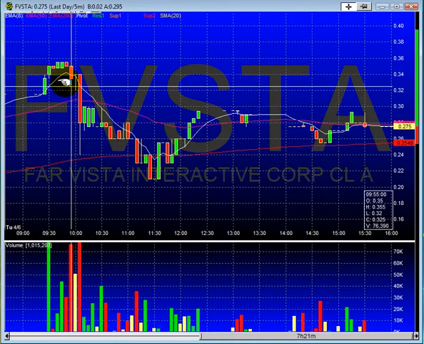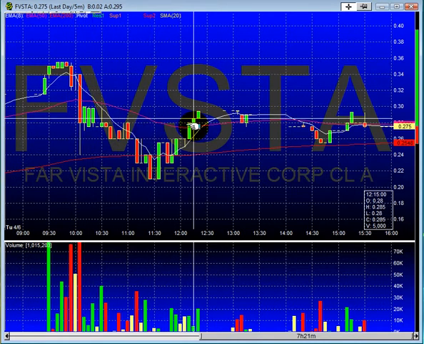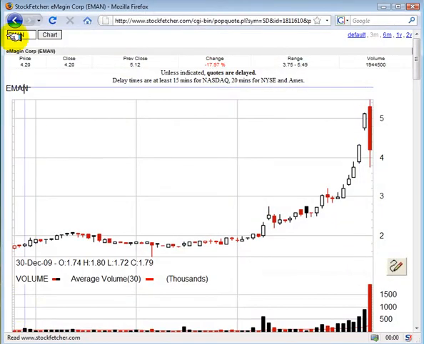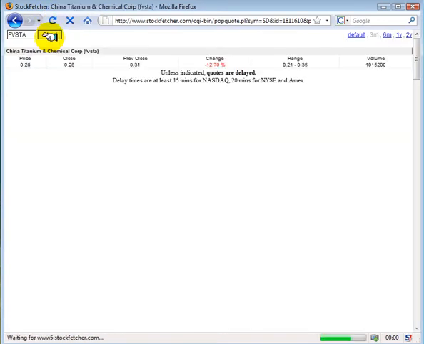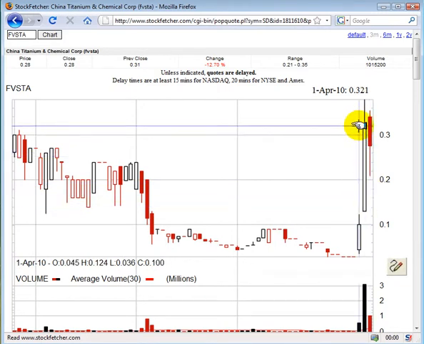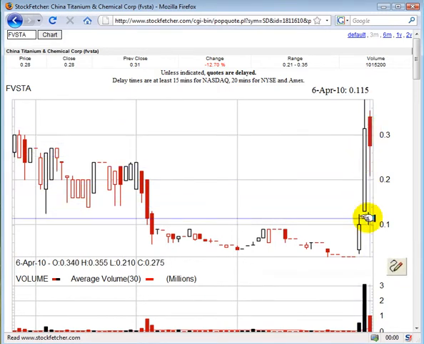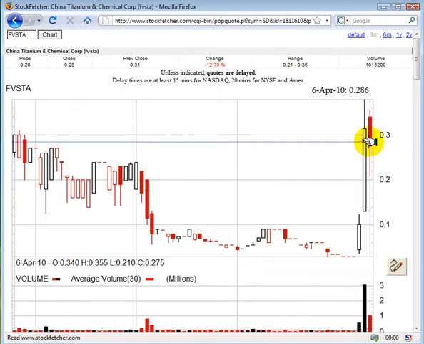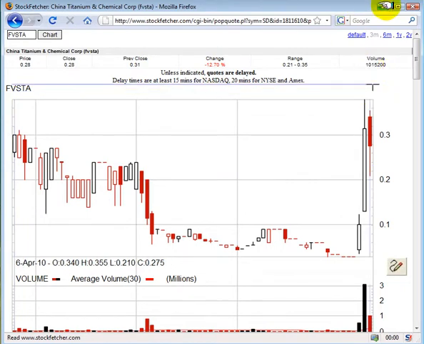FVSTA, that was another play that we had that was well up, and then it went negative. Let me pull up this chart. FVSTA, and there we go. Just huge up. A couple of candles here. Not so ridiculous with multiple candles, but once it fell below that previous close, it was your signal to go short. Too hard to short here. It's a real cheap stock.